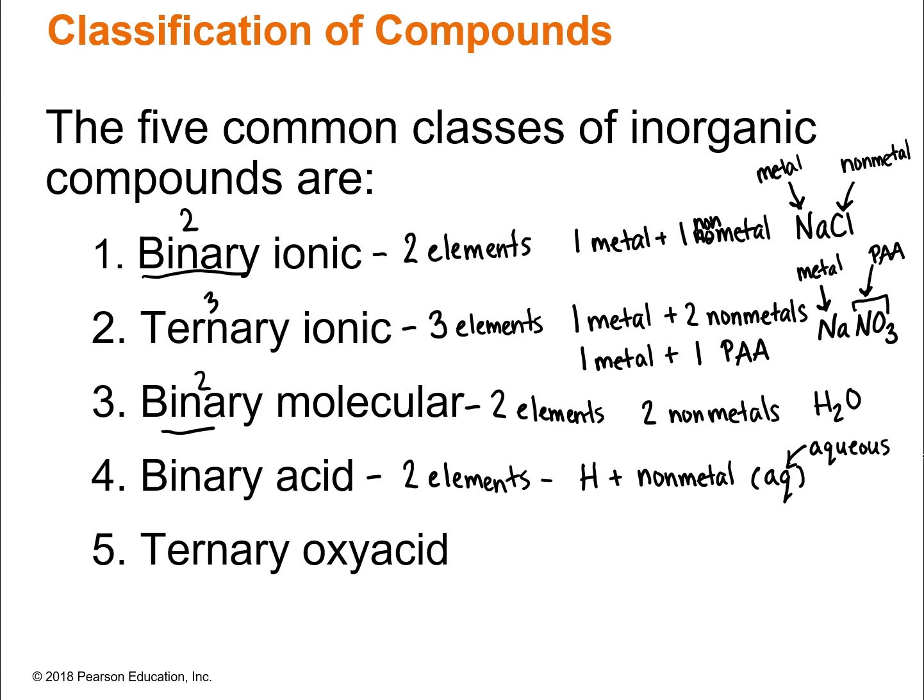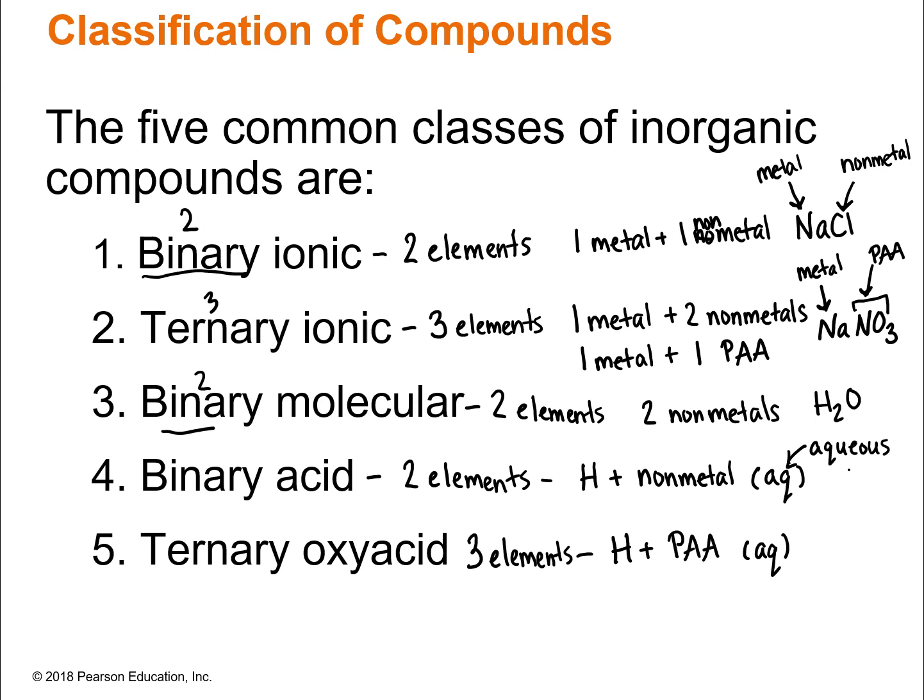That's a binary acid. Ternary oxyacid has 3 elements. Just like the binary acid, it will always start with a hydrogen. It will be combined with a polyatomic anion, which again will make more sense once we cover the classes of ions. And it will also have that AQ.